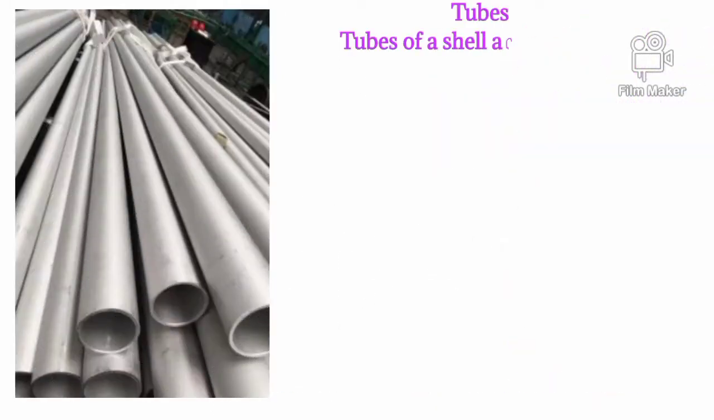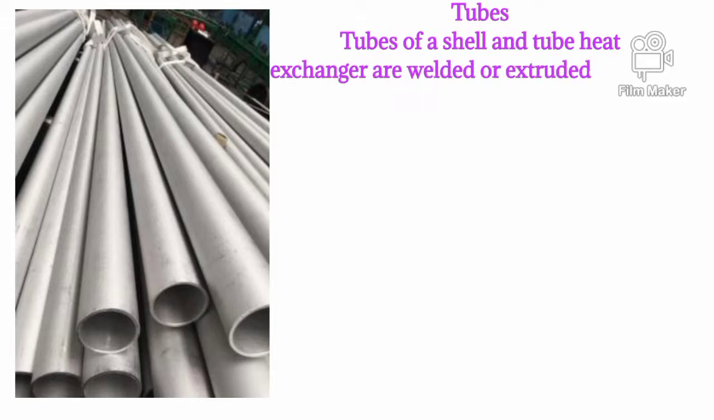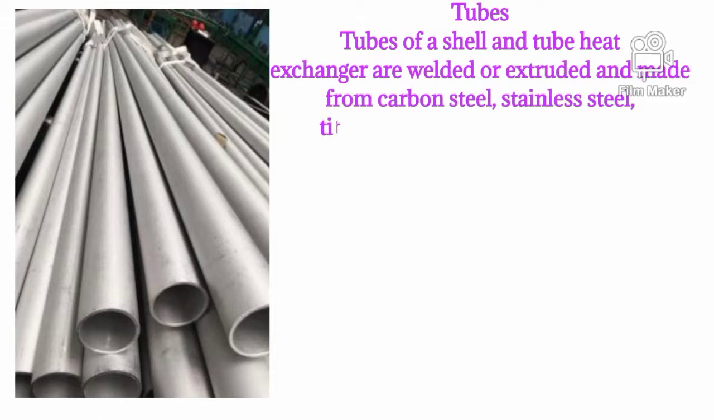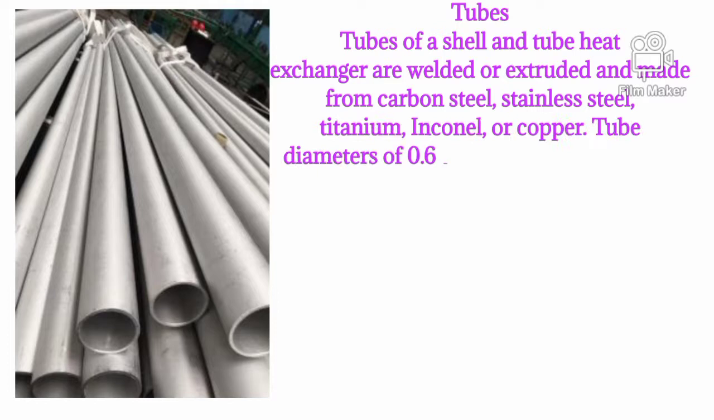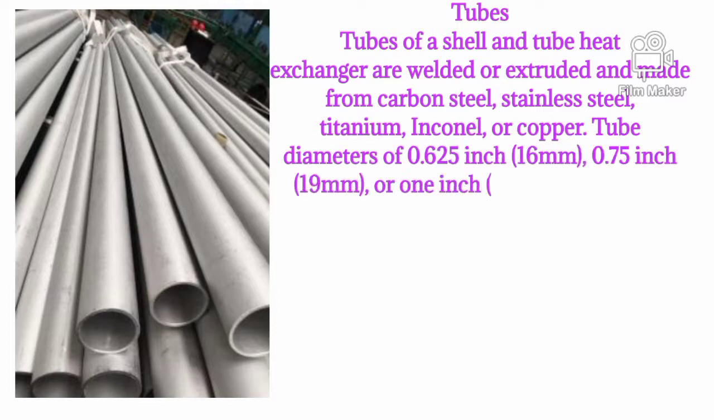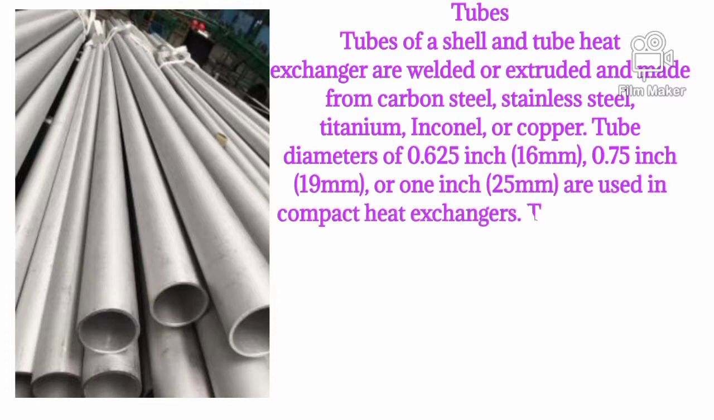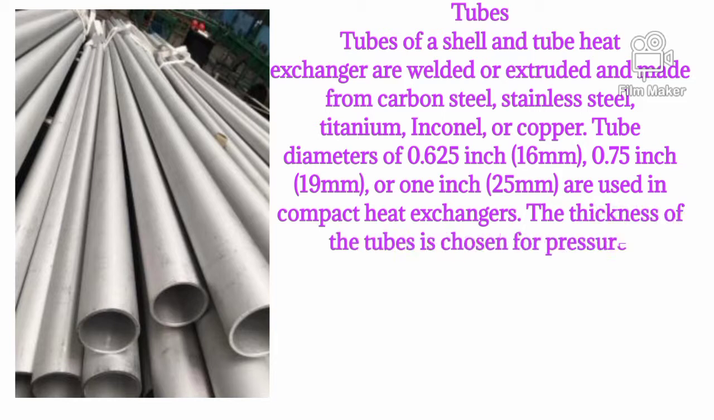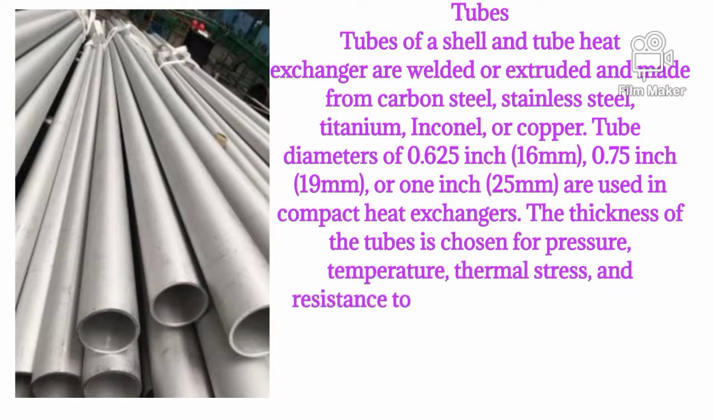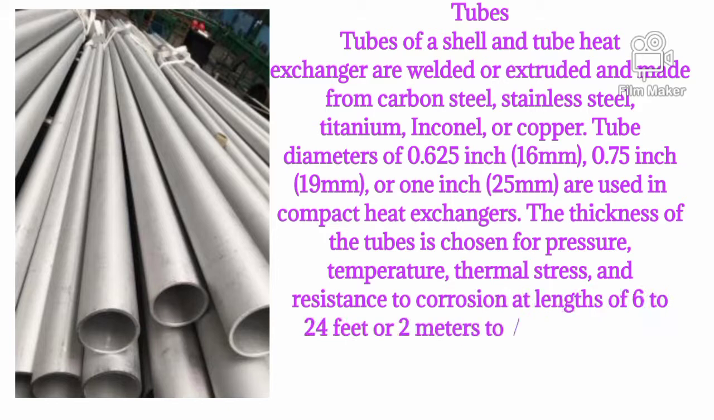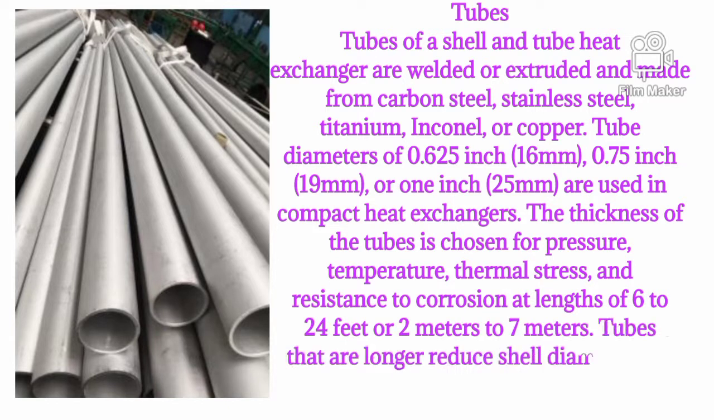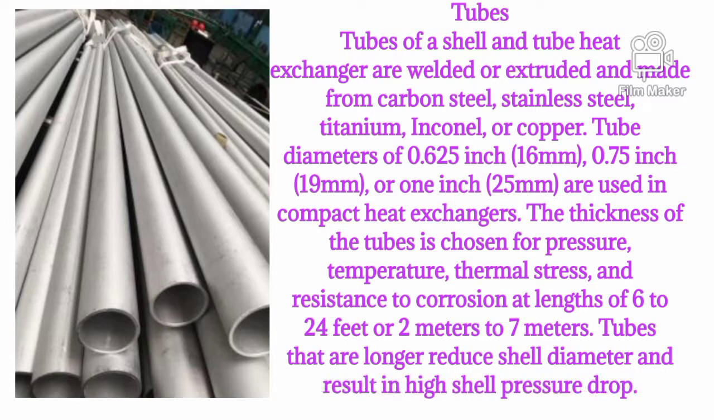Tubes of a shell and tube heat exchanger are welded or extruded and made from carbon steel, stainless steel, titanium, Inconel, or copper. Tube diameters of 0.625 inch (16 mm), 0.75 inch (19 mm), or 1 inch (25 mm) are used in compact heat exchangers. The thickness of the tubes is chosen for pressure, temperature, thermal stress, and resistance to corrosion at lengths of 6 to 24 feet or 2 meters to 7 meters. Tubes that are longer reduce shell diameter and result in high shell pressure drop.